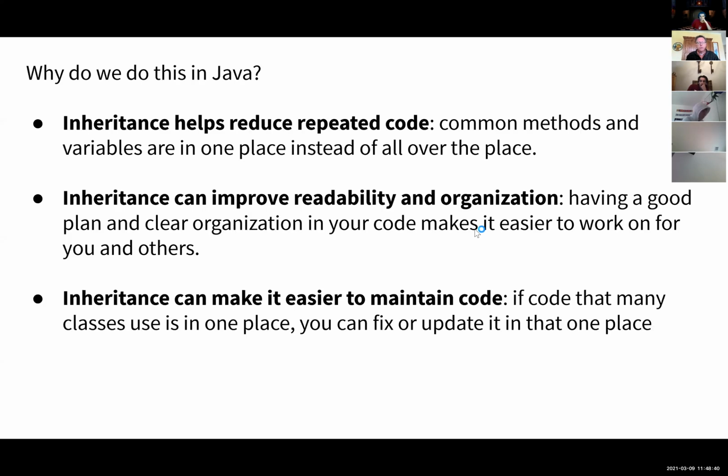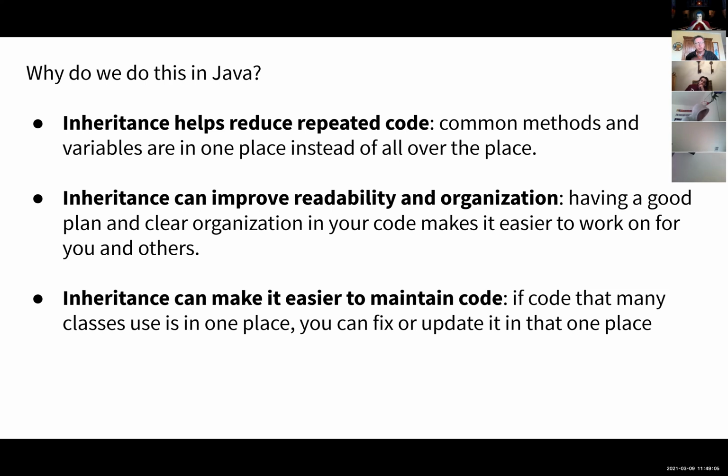So why do we bother to do this in Java? Well, inheritance helps reduce repeated code. So things that are shared across a bunch of different things in a hierarchy can just be in one place up at the top. Inheritance can also improve readability and help you get yourself organized. It makes it easier for a group to work on a project.